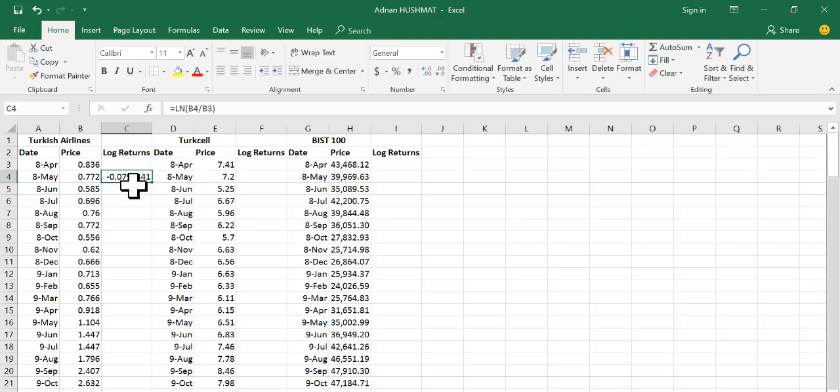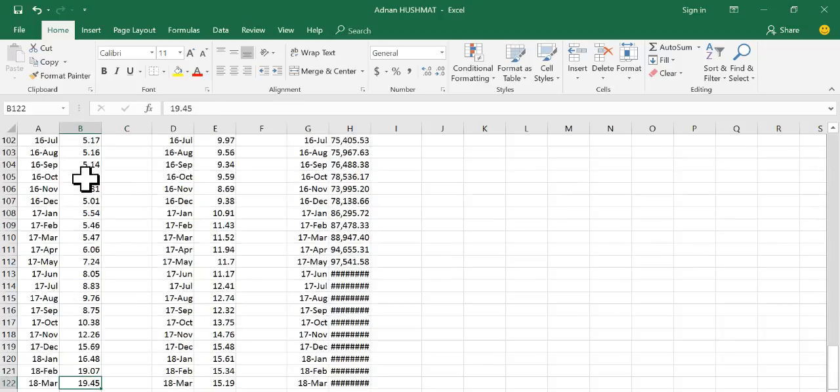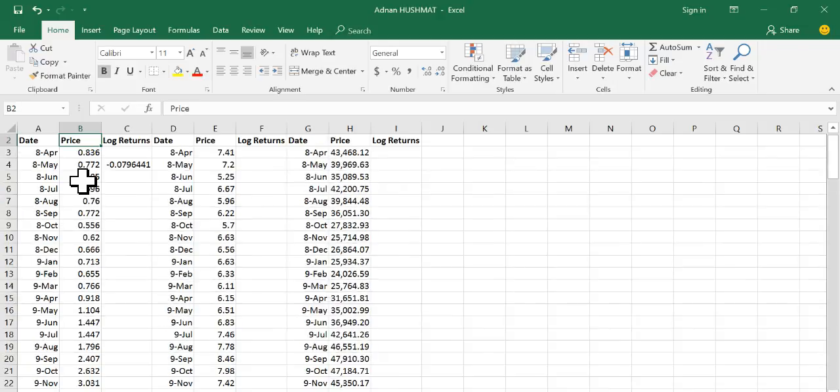Okay. So this is the log return. It means that this stock has lost 7.9% as compared to the previous month. You see, in the previous month the price was 0.836, and now it is 0.772. Let me see what the price is now. So we have the price 19, a huge increase. Oh great. Anyway, nothing to do here.